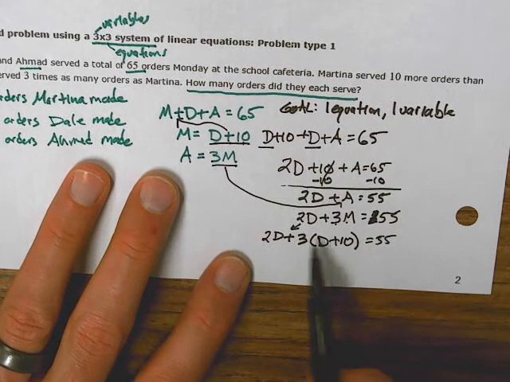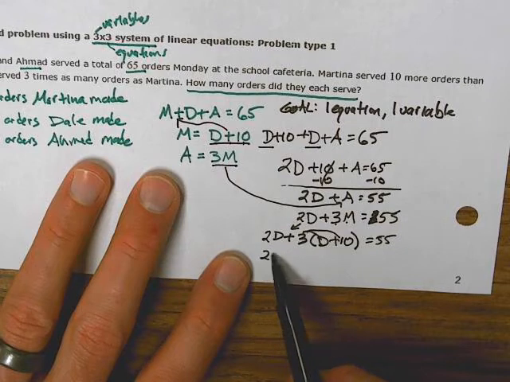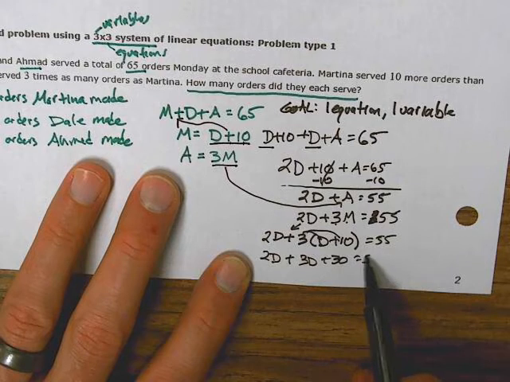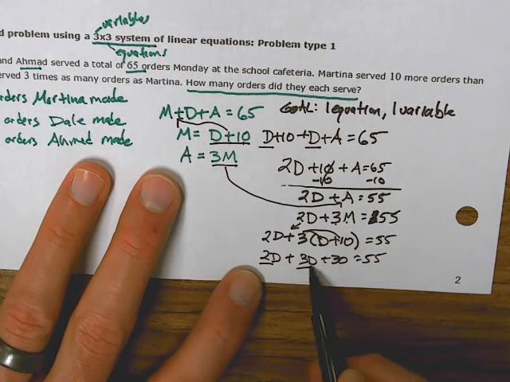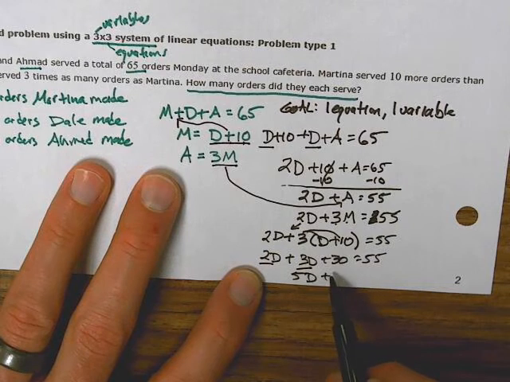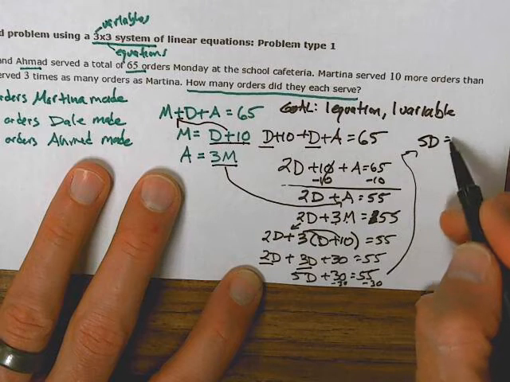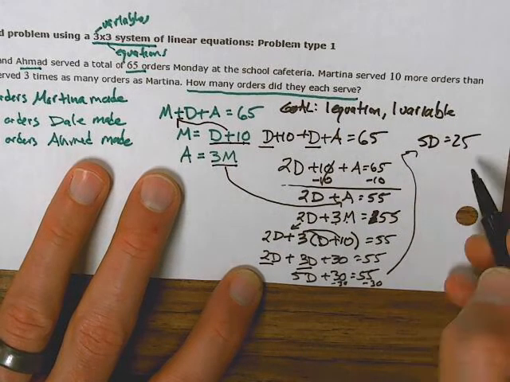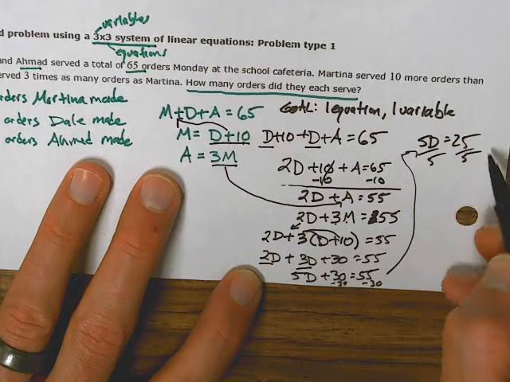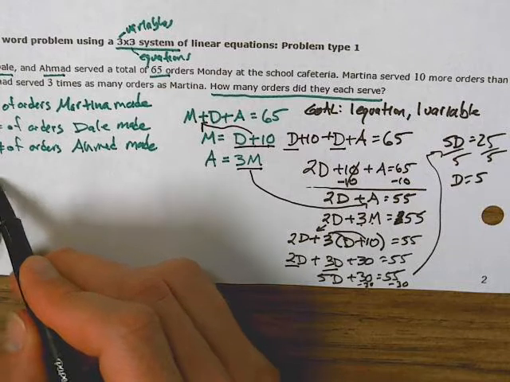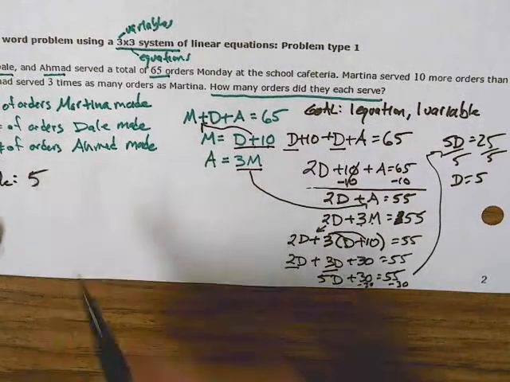One equation with one unknown. I can distribute to get 2d plus 3d plus 30 equal to 55. Well, 2d and 3d make 5d plus 30 equal to 55. If you subtract 30 from both sides, I get 5d equals 55 minus 30, which is 25. Dividing by 5 gets d is 5. What we just figured out is that Dale had made 5 orders.